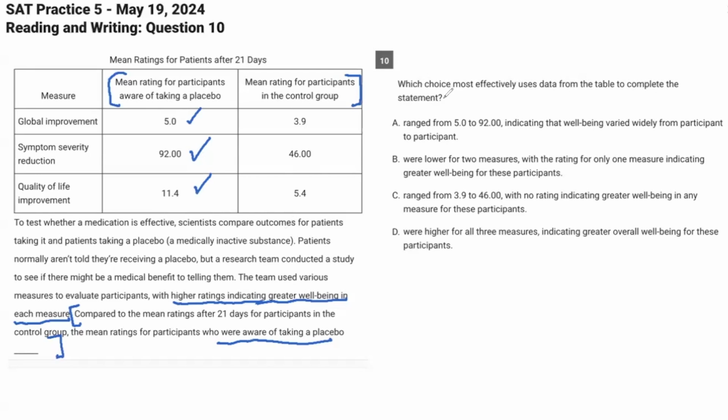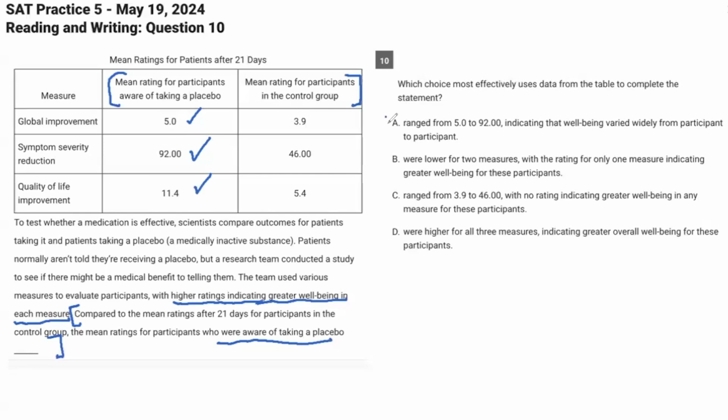Which choice most effectively uses data from the table to complete the statement? Choice A states that for this group, the participants who are aware of taking a placebo, their scores ranged from 5 to 92, indicating that well-being varied widely from participant to participant. Well, this is actually wrong because what these numbers are comparing, 5 and 92, are just two different categories. We're not comparing how their score differs from the control group score.